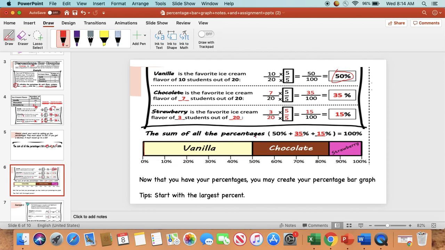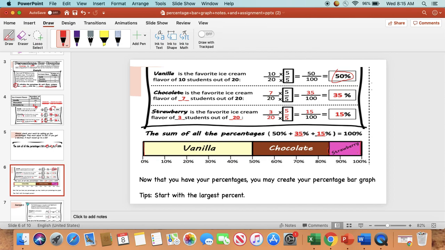Okay. Now you can go to the next largest, which is 35. And starting at 50, because that's where we left off on vanilla, I'm going to jump over to 85 because 50 plus 35 is 85. So this section right here represents chocolate. Now, the last piece was 15%. So starting at 85, I'm going to cut this into 15%, which stops at 100, which is correct because 50 plus 35 plus 15 equals 100. So now this little section represents strawberry.